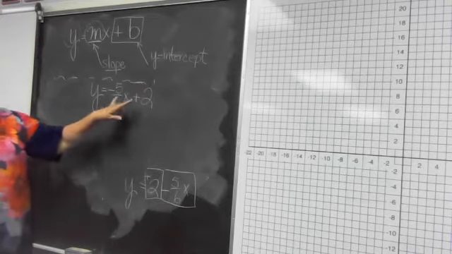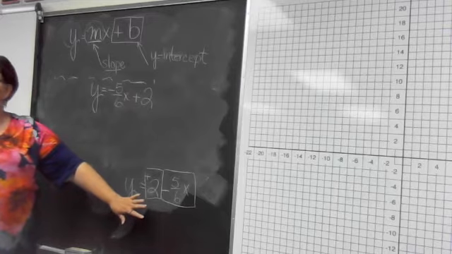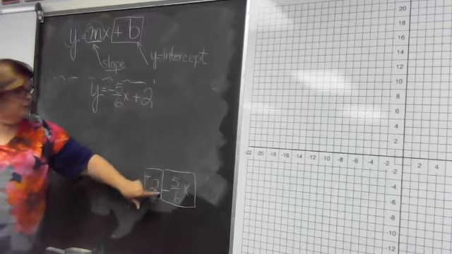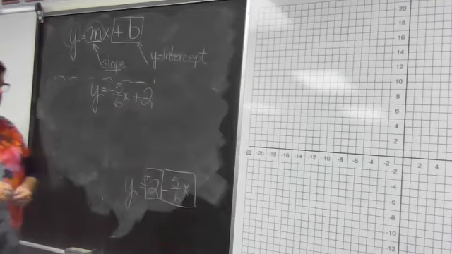Now, like I said, if this bothers you, you can use this equation. You just have to be careful which one's the slope. The slope is always the number that's with the x. Okay. So I got exactly that.